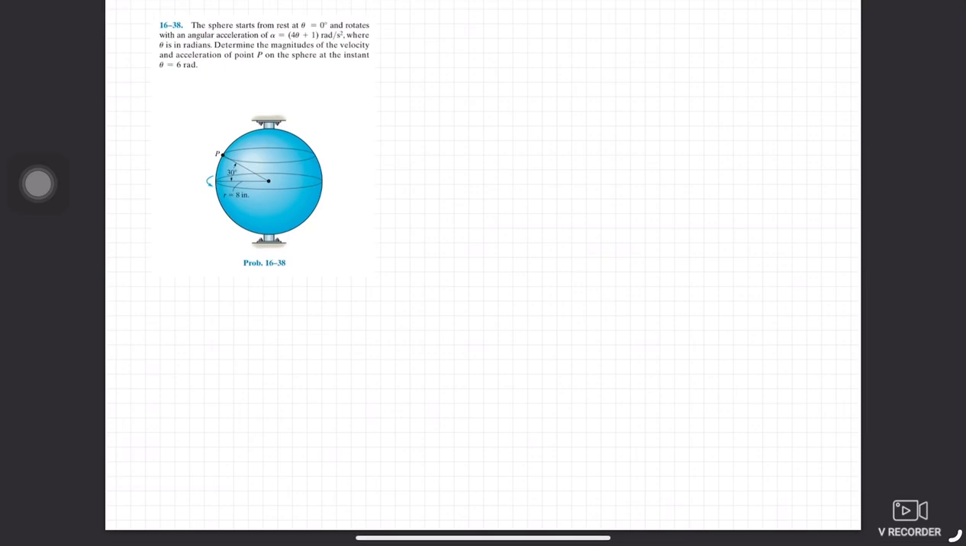Hello everyone, today we are calculating number 38 from chapter 16 from R.C. Hibbeler Statics and Dynamics, 14th edition. The problem requires us to find the magnitude of velocity and acceleration at point B at the instant of 6 radian angular position. So we'll start writing down the given facts.